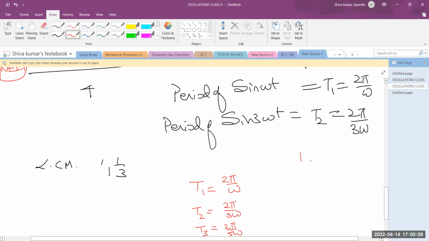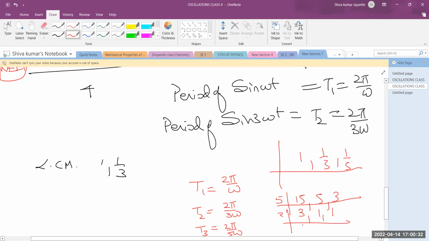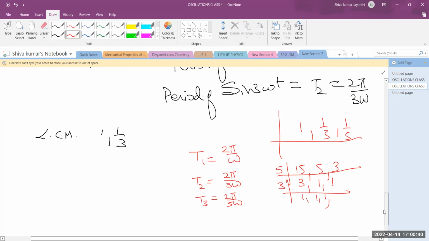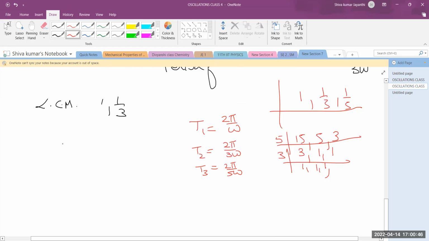What is the LCM of 1, 1 by 3, 1 by 5? How do you take the LCM of that? Multiply these by 15. What do you get then? 15, 5 and 3. Then take the LCM. It will be easy. It is the same as 15 only. So the LCM is 15. 1 and 3 LCM is 3, like that. 1 by 3 and 1 by 5, 15 is the LCM. So what would you get? Period.